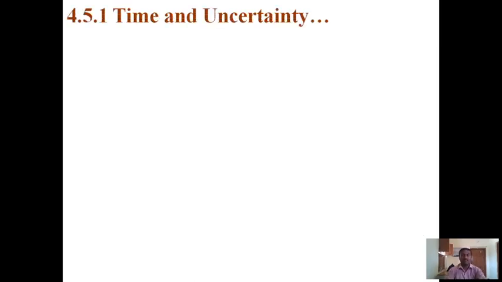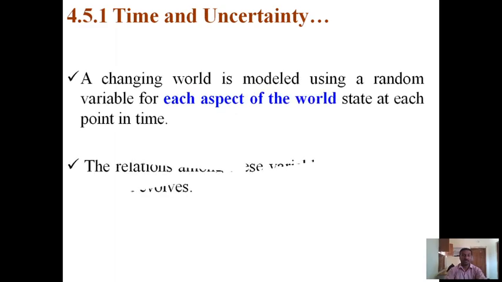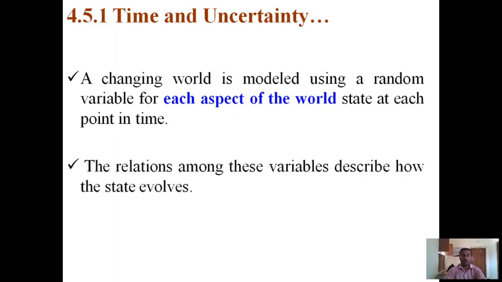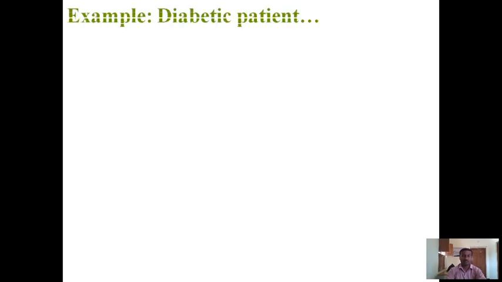First one, time and uncertainty. A changing world is modeled using a random variable for each aspect of the world state at each point in time. The relations among these variables describe how the state evolves.